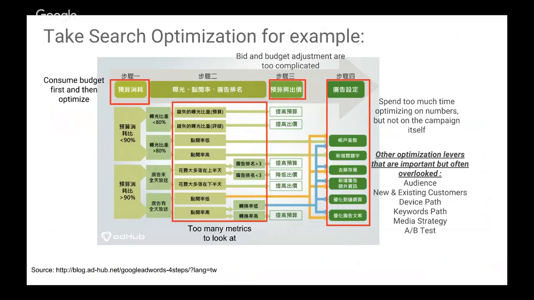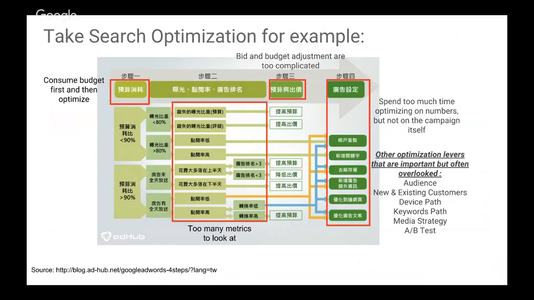Device path is very important because now we have seen people have 3 or 4 devices on average. So it's important to identify the device path for a user to convert, the keyword path for a user to convert, and the best media strategy across search, display, and shopping, and also some areas that we could test, conducting A/B tests on creative copies or A/B tests on strategies.